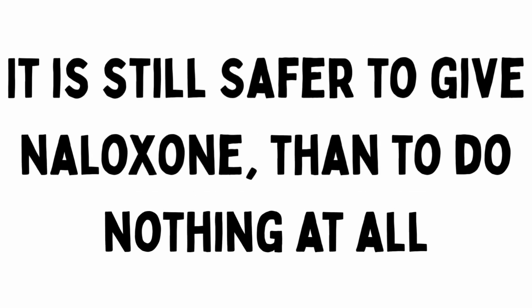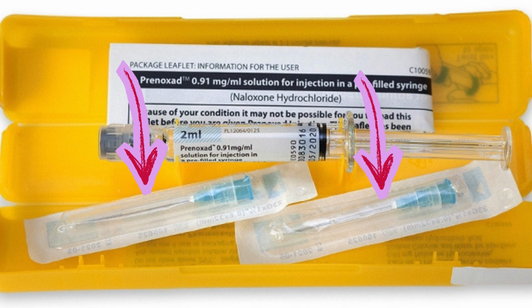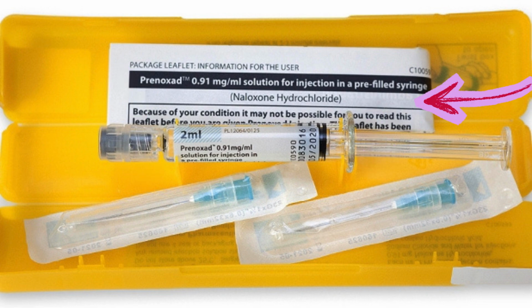So, here's one I made earlier, or should I say delivered earlier, as I received this along with some training from my local council. I will add a link to the end of this video so that you can find your own council and get yours too. But for now, I will describe what's inside. Inside here, you should have one pre-filled syringe which has 5 doses of naloxone, 2 needles to attach to the end of the syringe, plus an instruction leaflet.